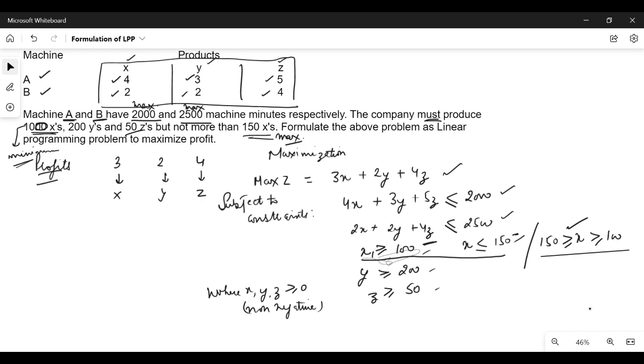So this way you will be able to formulate the linear programming equations. I hope the concept is clear to you.